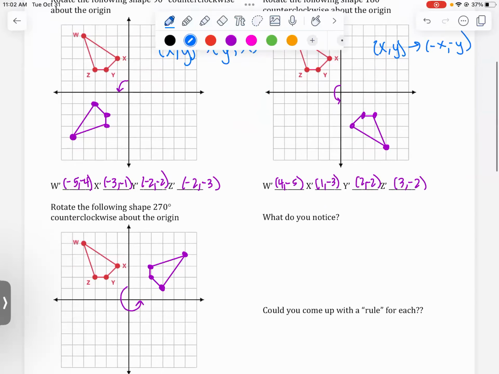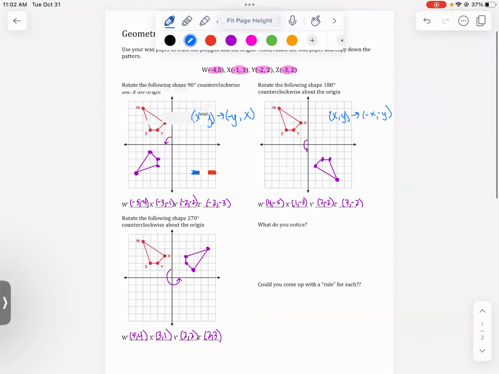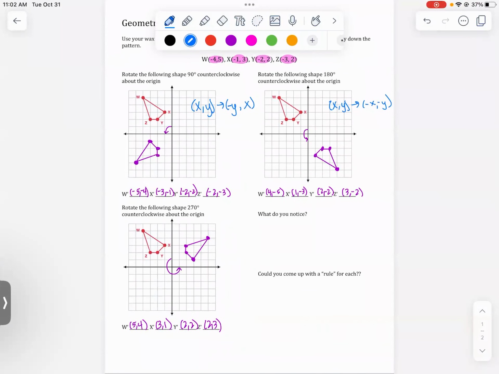Okay. What about what happens here? -4, 5 goes to 5, 4. -1, 3 goes to 3, 1. So first of all, X and Y switch, right? But is it as simple as X and Y switch? No, because the X negates, doesn't it? It goes opposite.